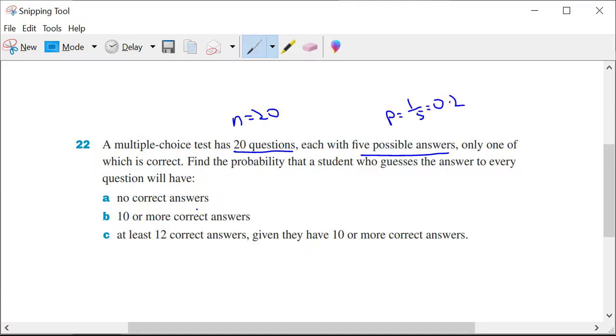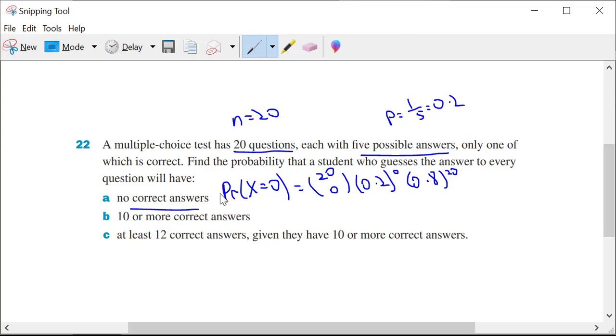And then part A is no correct answers. So if X is our event of success, or guessing a correct answer, then the probability of X equals 0 in this case because we want to have no correct answers. Which means for nCr, out of 20 we have 0 successes, and it's going to be 0.2 to the power of 0 and then 0.8 to the power of 20. And then we'll set that up in our calculator later.